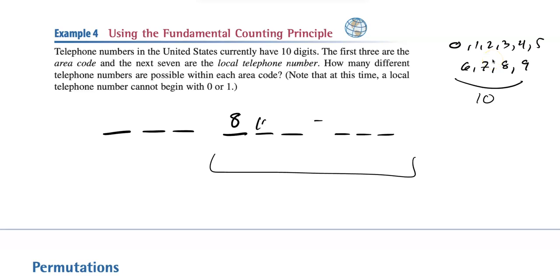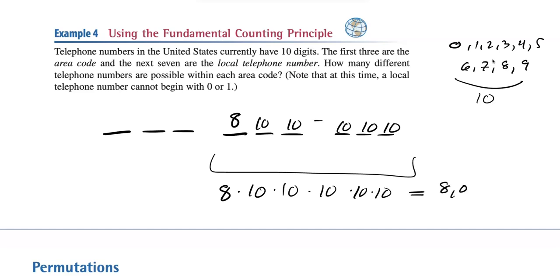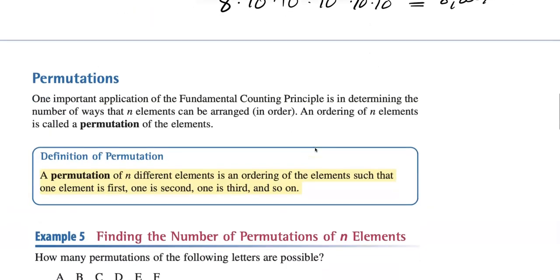So we have 8, then 10, 10, 10, 10, 10, 10. We just multiply all of them together to find all the different possibilities. If we do that, we get 8 million. So within each area code, there are about 8 million different possibilities. So it's a lot.